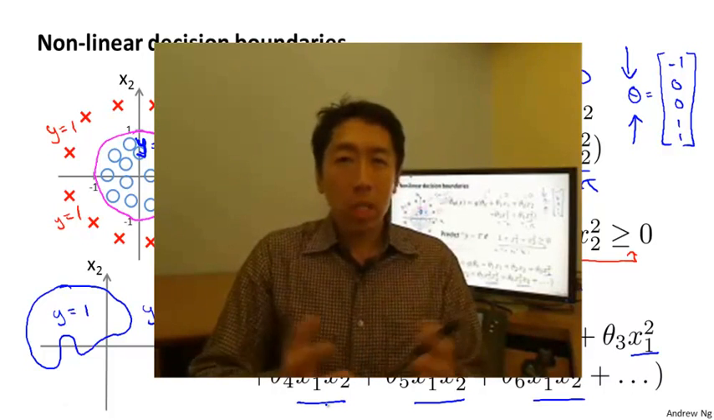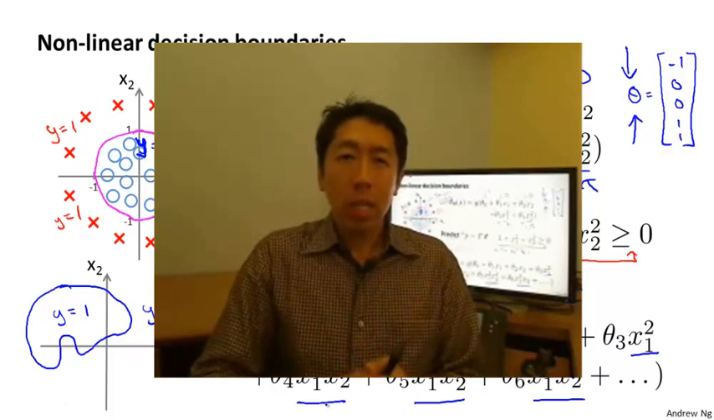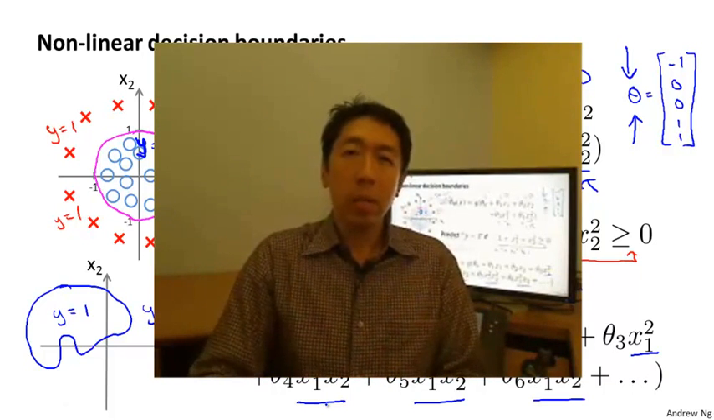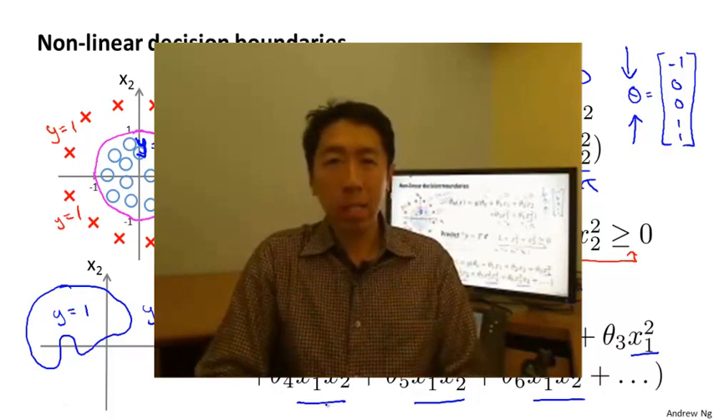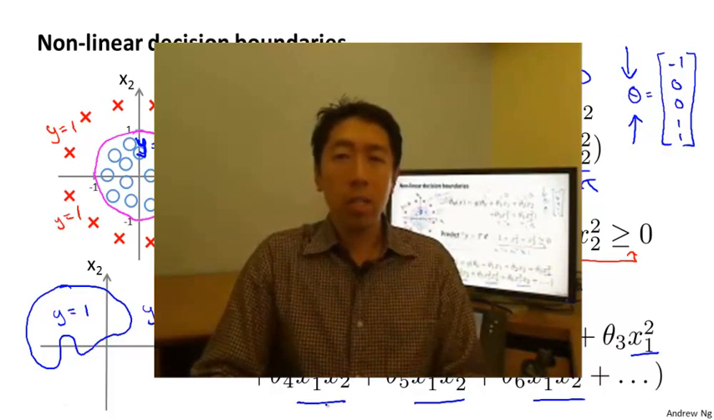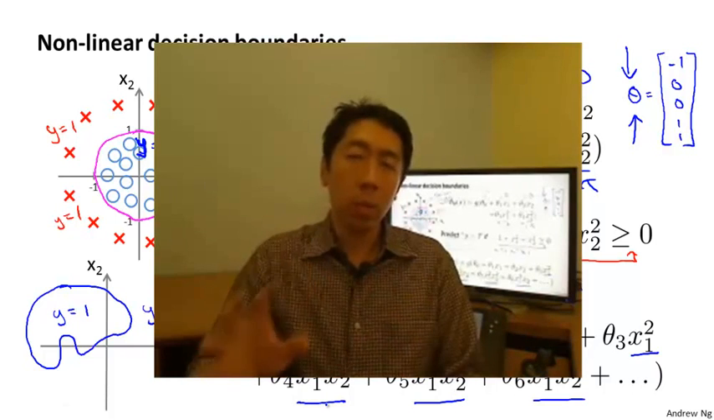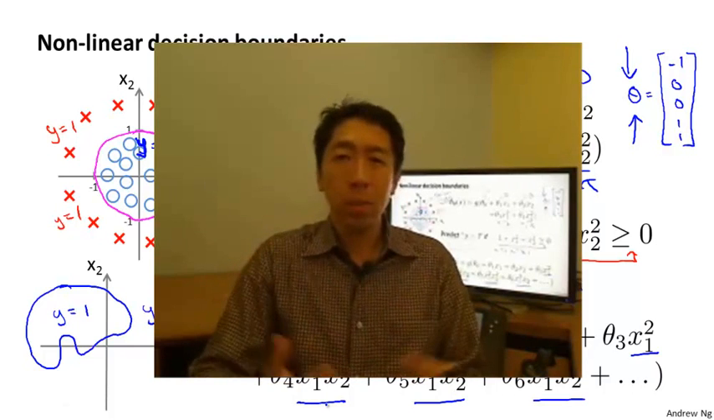Now that we know what h of x can represent, what I'd like to do next, in the following video, is talk about how to automatically choose the parameters theta, so that given a training set, we can automatically fit the parameters to our data.